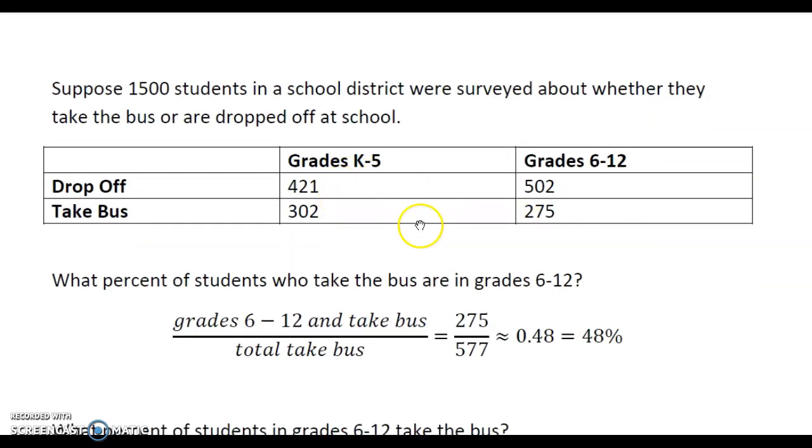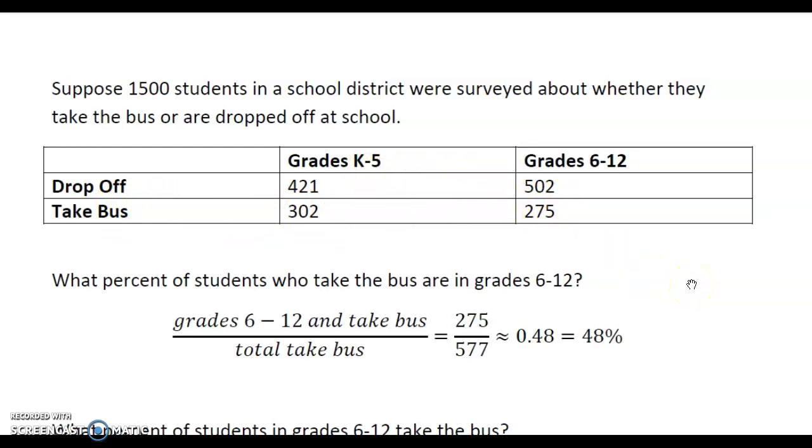The totals here are not given, so if we need any totals, we'll go ahead and find them. We might need the total of the students who are in grades K through 5, and we could total this column. We might need the total number of students who are dropped off, so we would total that first row.